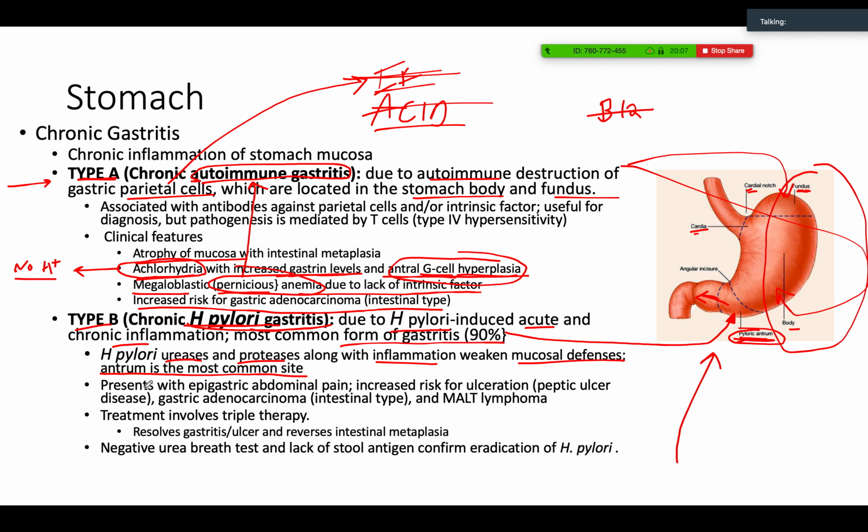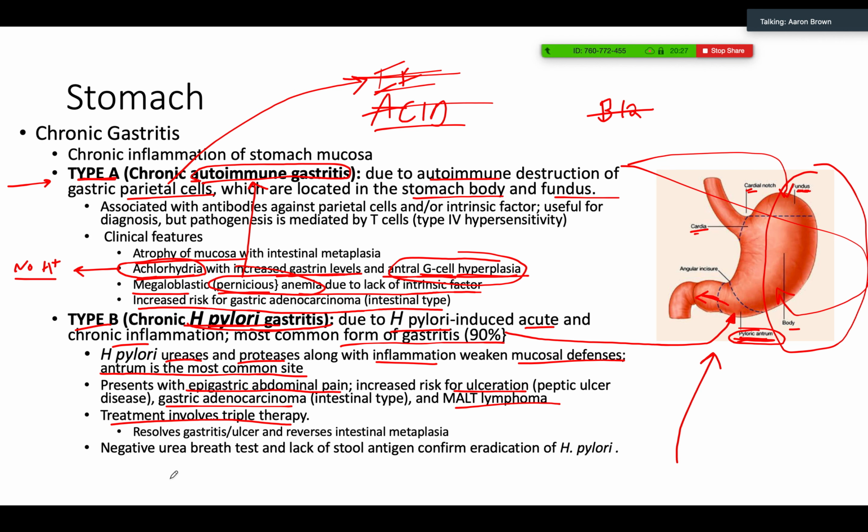Great. So how do these patients present? Epigastric abdominal pain. They have a risk of ulceration, gastric adenocarcinoma, MALT lymphoma. Treatment is going to involve triple therapy. Triple therapy will reverse that gastritis, reverse the intestinal metaplasia.